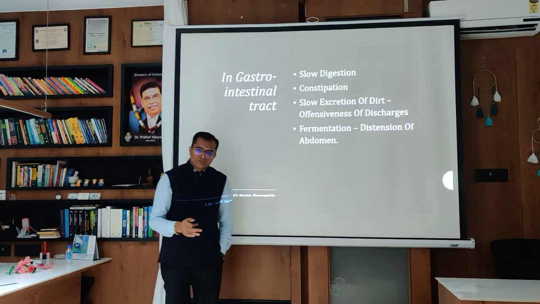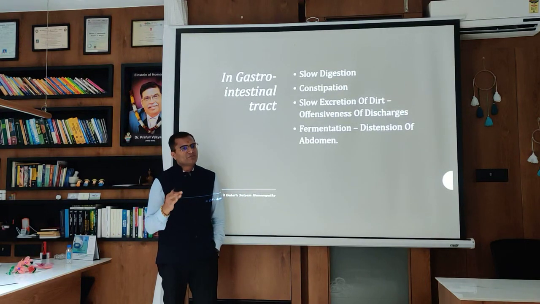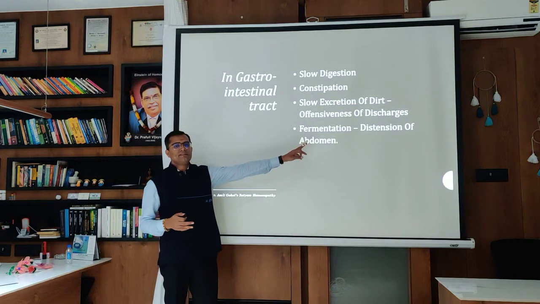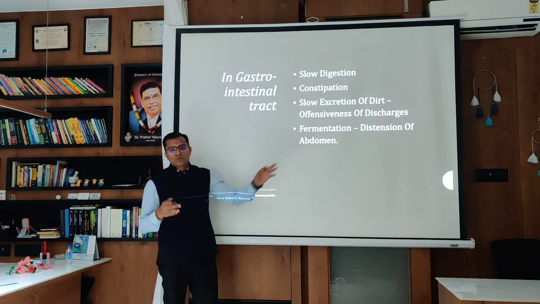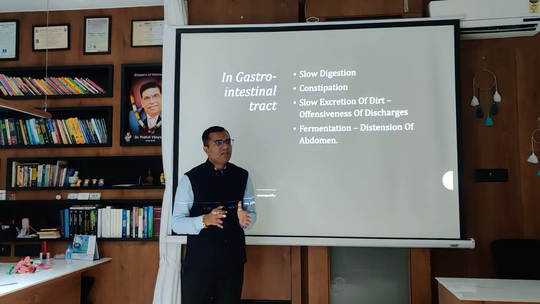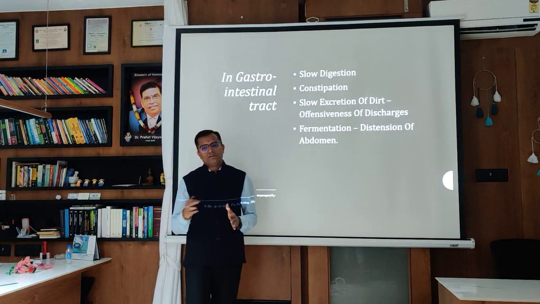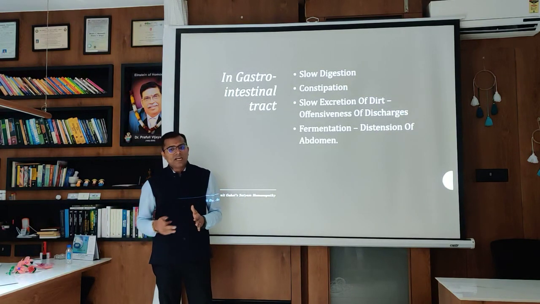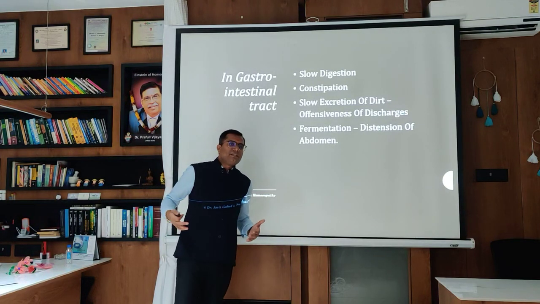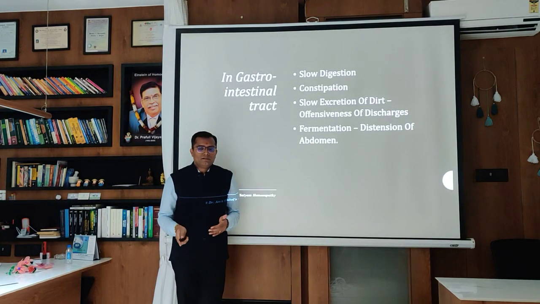In the GIT, what happens? Everything slows down. So digestion becomes slow, and once the digestion becomes slow, the excretion becomes slow. So the process is called constipation: slow excretion of the dirt. When dirt is accumulated somewhere, what happens? It produces offensiveness of discharge. And the fermentation leads to distension of the abdomen.